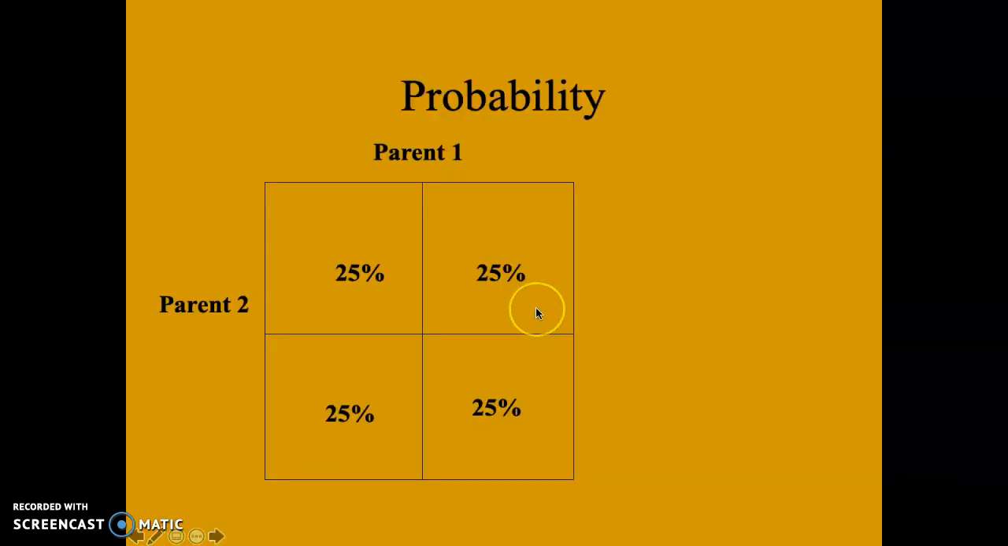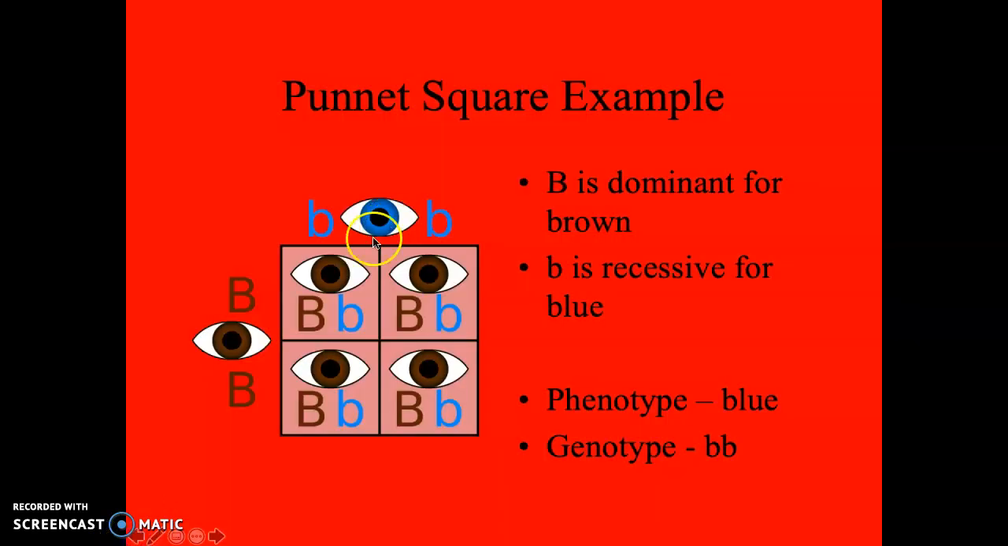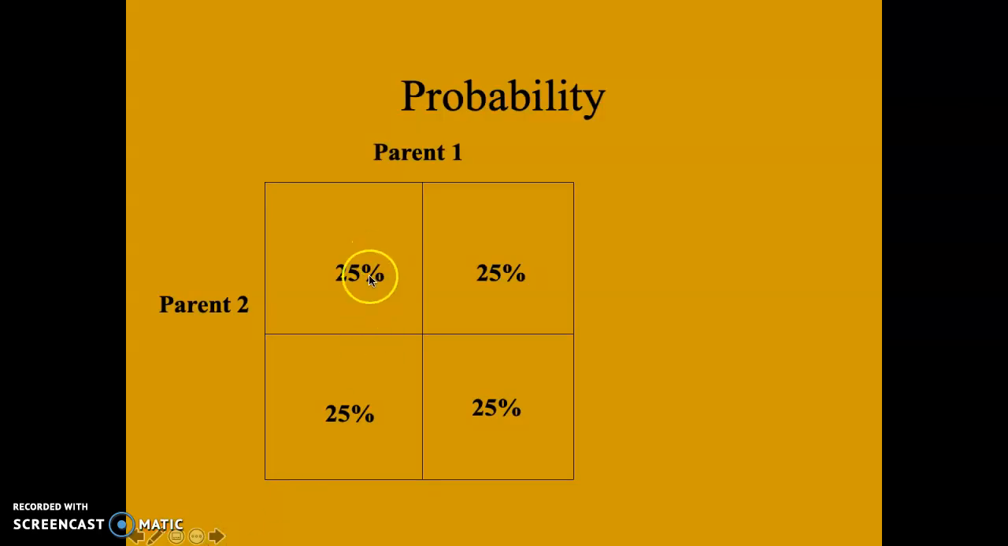So as I was saying, the percent chance looks like this. Each of these squares represents a 25% chance. So in the previous example, if you look, this one had brown eyes, this one had brown eyes, this one had brown eyes, and this one had brown eyes. If I add all four squares together, I get 100%.